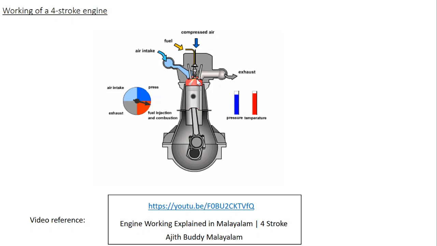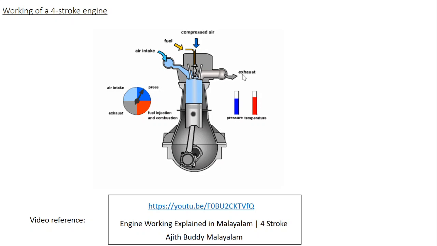In the first stroke, the working substance enters inside the cylinder. In the second stroke, the working substance is compressed. In the third stroke, there is an explosion generated by the spark plug. In the fourth stroke, the gas leaves the cylinder through the exhaust valve.